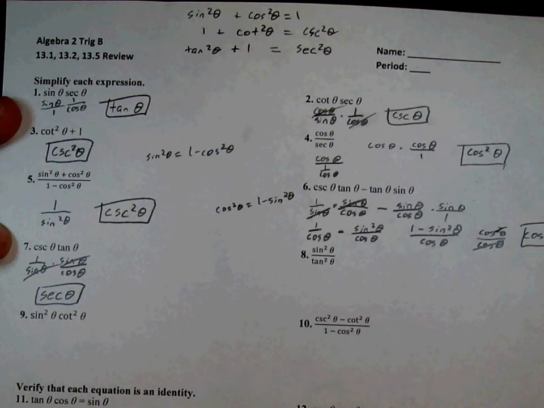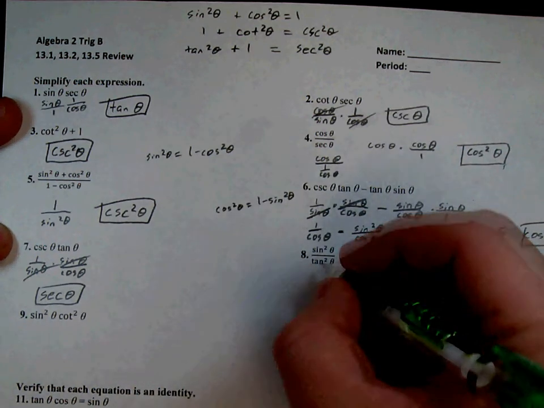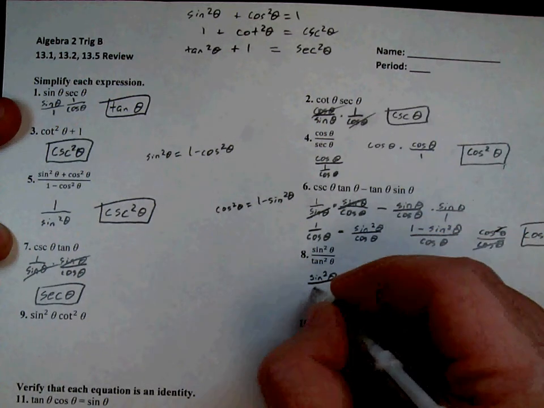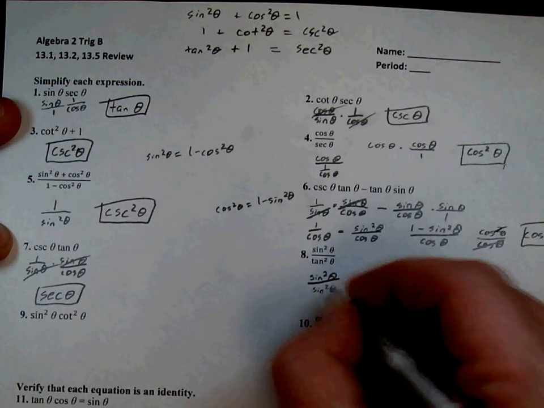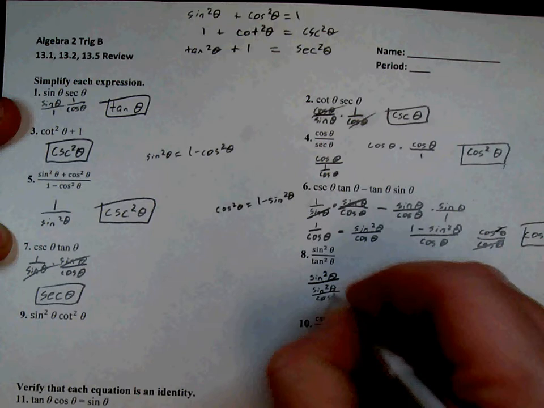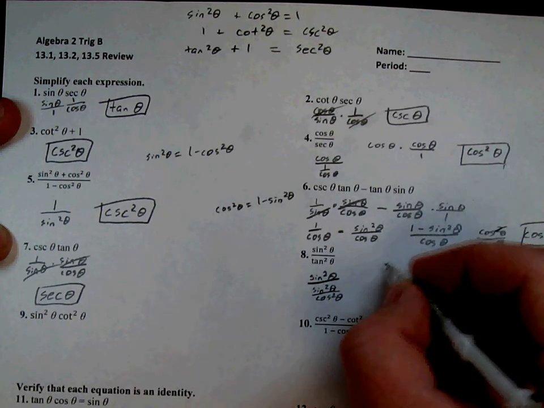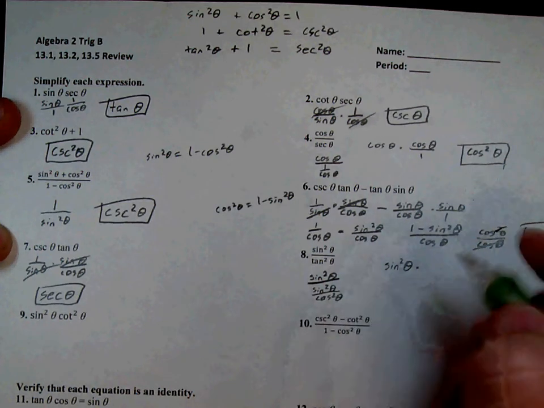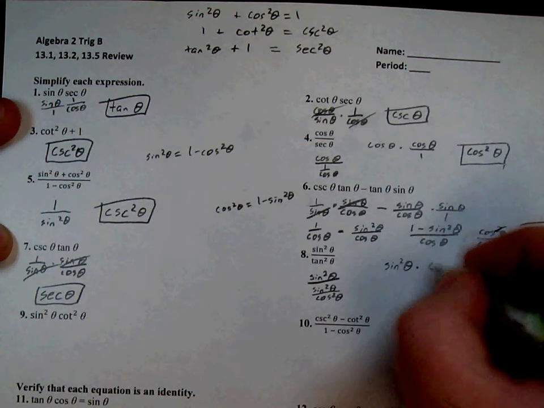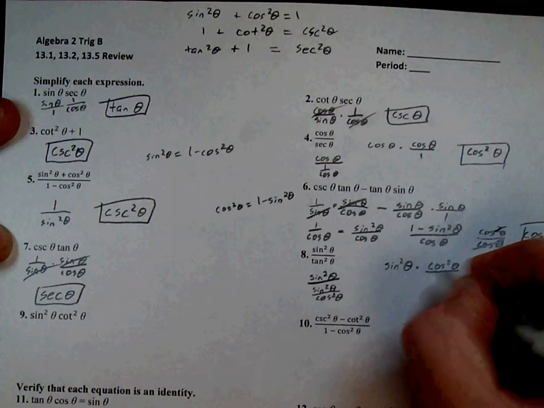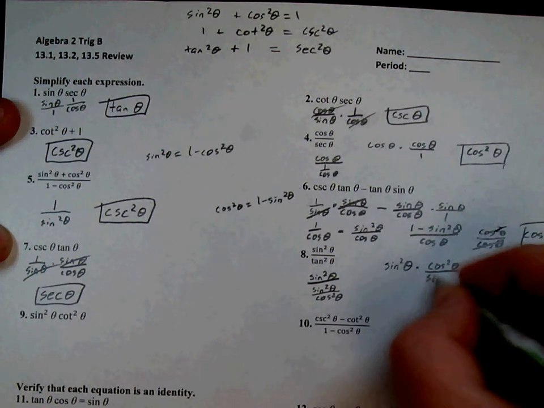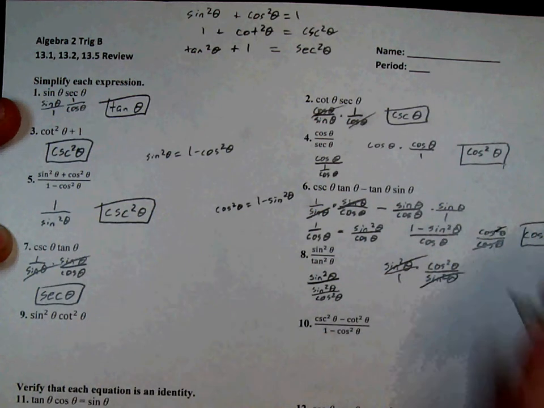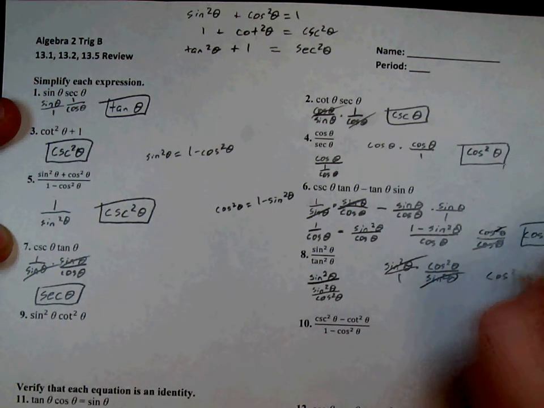Number 8, sine squared over tangent squared. Perhaps we want to think of tangent squared as being sine squared over cosine squared. I can leave the numerator alone, but instead of dividing by the fraction, I can multiply by its reciprocal. And here my sine squareds can cancel, leaving me with cosine squared of theta.